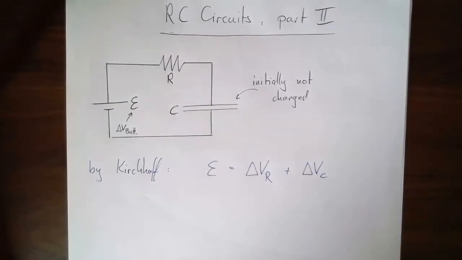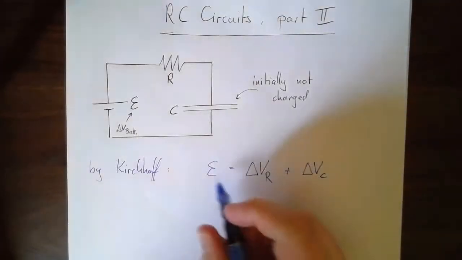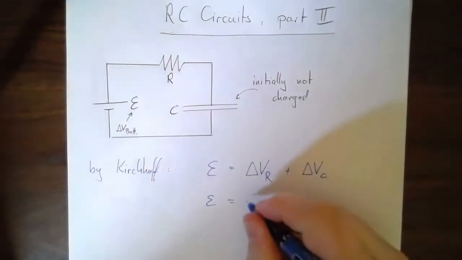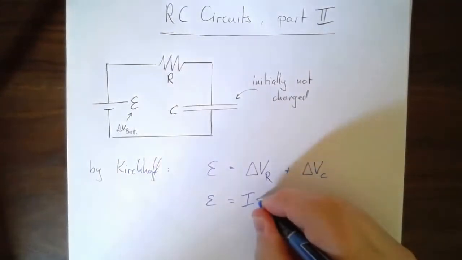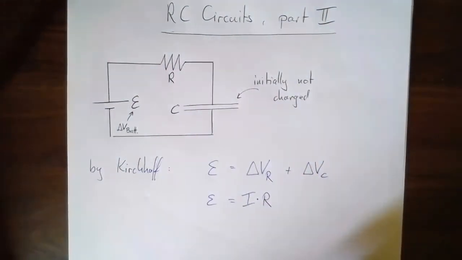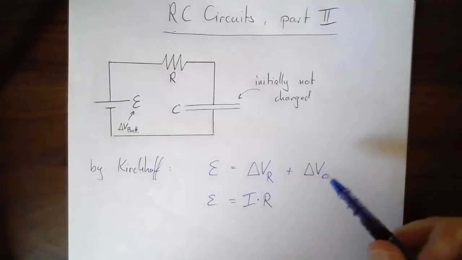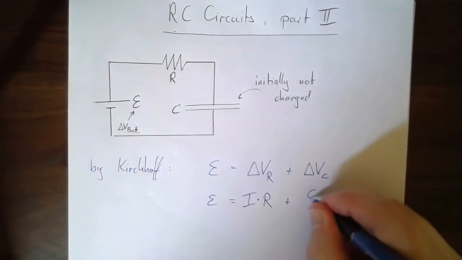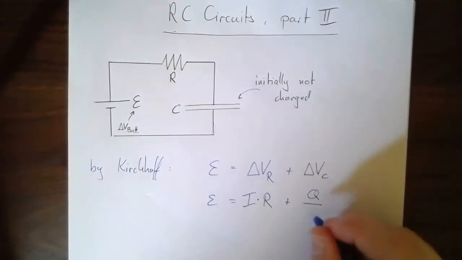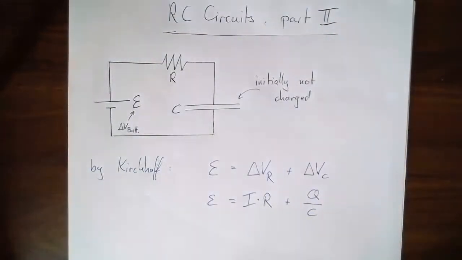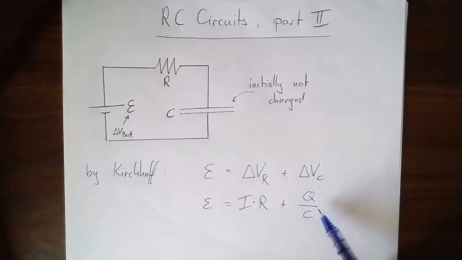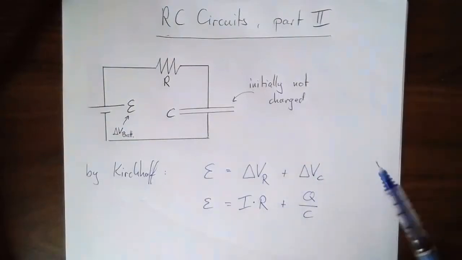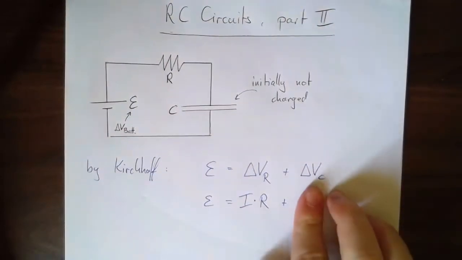Okay, so we can rewrite those. We know that the potential across the resistor is equal to the current through the resistor times the resistance, Ohm's law. And we could write that the potential difference across the capacitor is equal to the charge divided by the capacitance. That's the same as before in the first part. Now initially, right, there is no charge in the capacitor. So initially, this is 0.